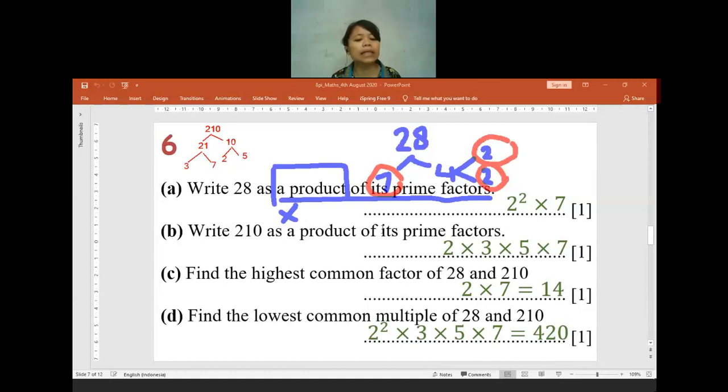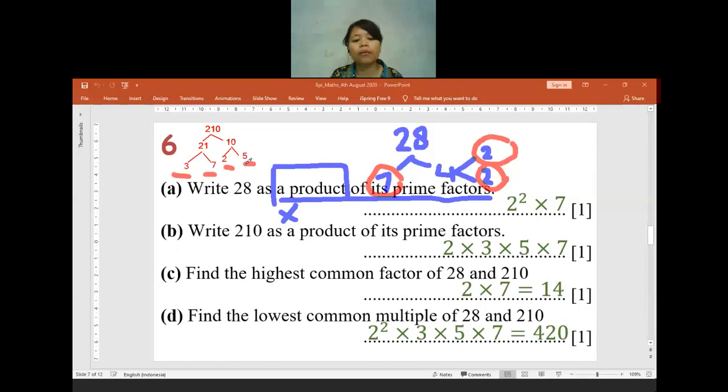But when the question says write the number as a product of its prime factors, you have to find all of the factors and multiply them, and make sure that when you multiply all of the factors, the answer equals the number in the question. Like 28, if I do 2 times 7, it will be only 14. So I have to write the number 2 twice. But for 210, 2 times 3 times 5 times 7 is already 210, so I will write it as 2 times 3 times 5 times 7. It depends on the numbers at the end of the branches of the factor tree that we make.